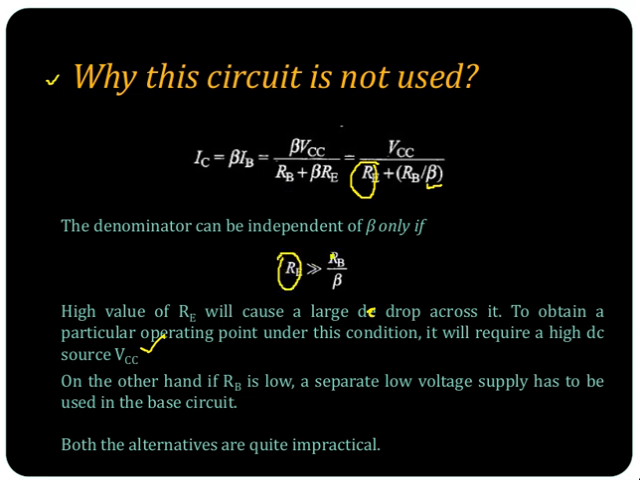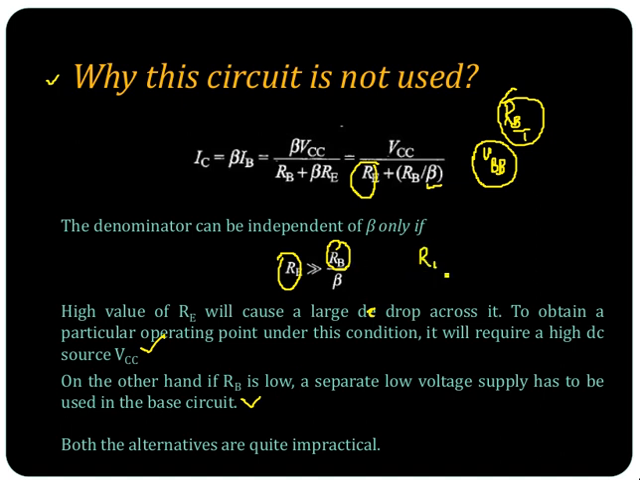On the other hand, instead of making this RE very large, you can try to make RB low. If you are not changing the value of RE, you can decrease the value of RB. In that case, the base biasing voltage VBB, which we had made equal to VCC by making this RB large, no longer works. If RB value is reduced, then you will have to remove the connection you gave to VCC, and make use of another low voltage supply in the base circuit.